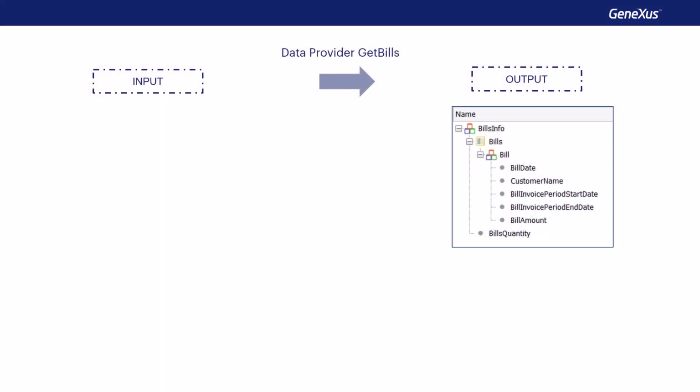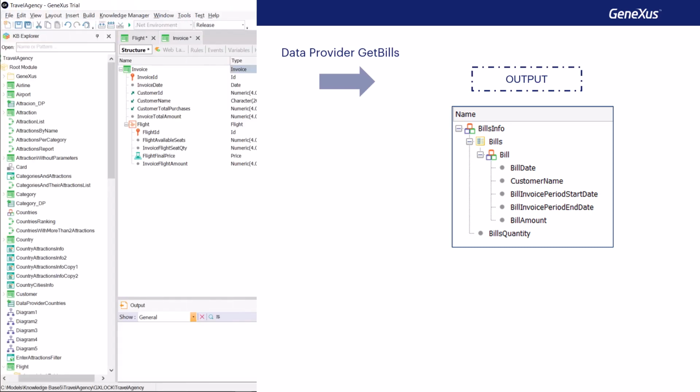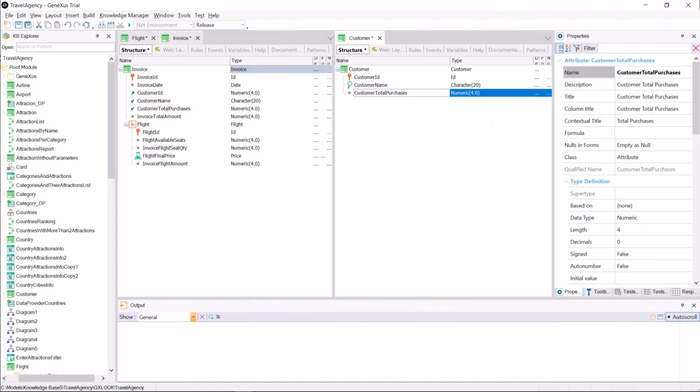Let's see another example. We have a data provider that will return as structure an SDT, which has a collection of bills and a quantity element. In our application, we have the invoice transaction, which has 2 levels, and the following attributes: the standalone flight transaction and the customer transaction.